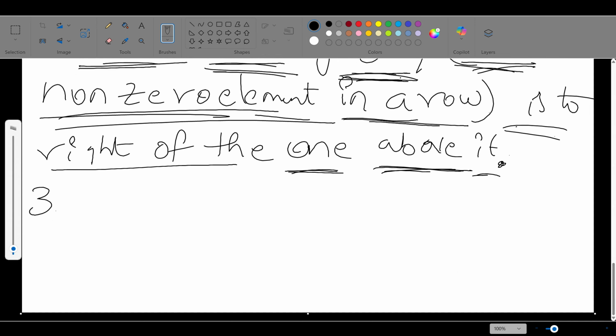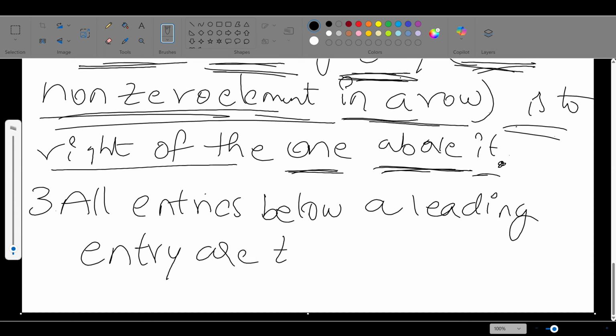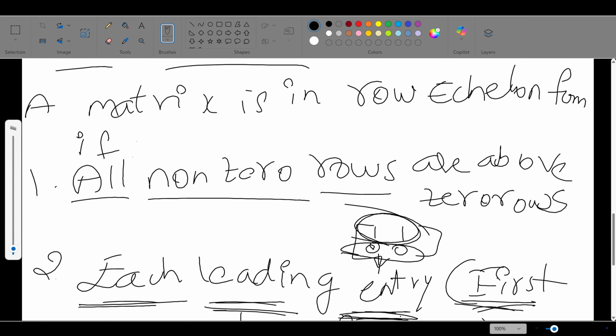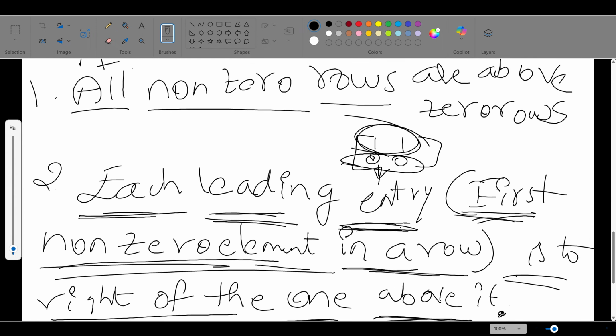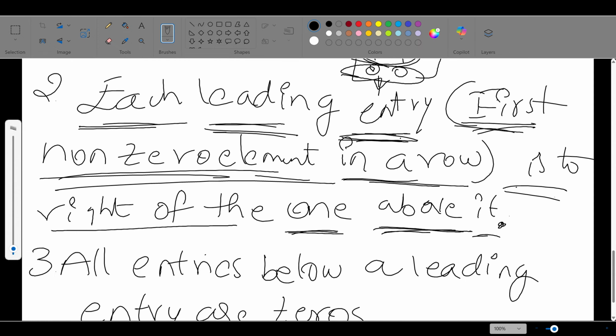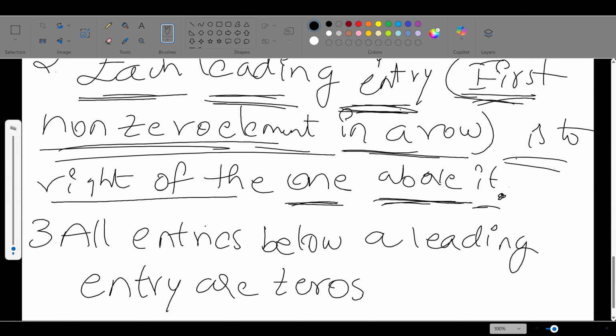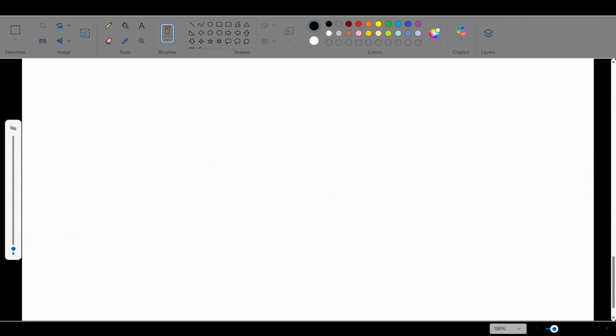Now write the third point: all entries below a leading entry are zeros. Okay, first remember and write these three. First one, all non-zero rows are above zero rows. Each leading entry is to the right of the one above it. All entries below a leading entry are zeros. Now let's move on to the explanation.